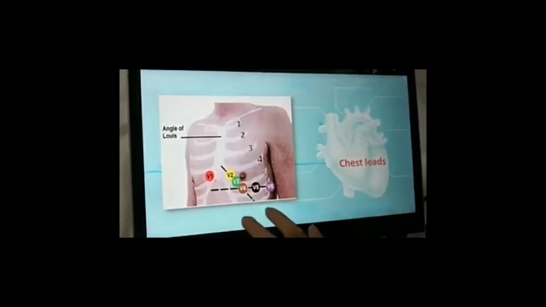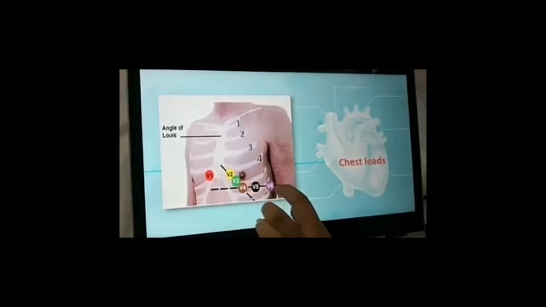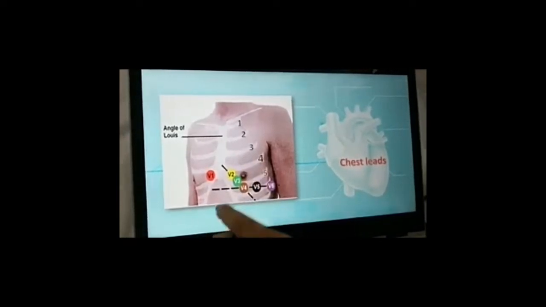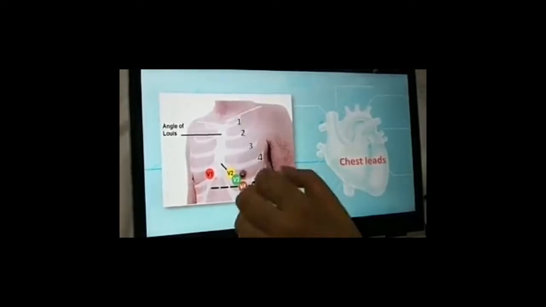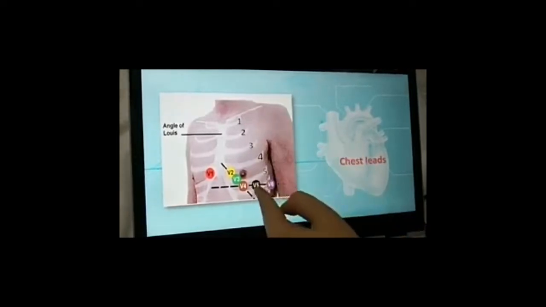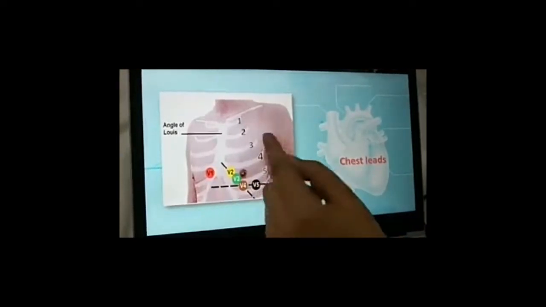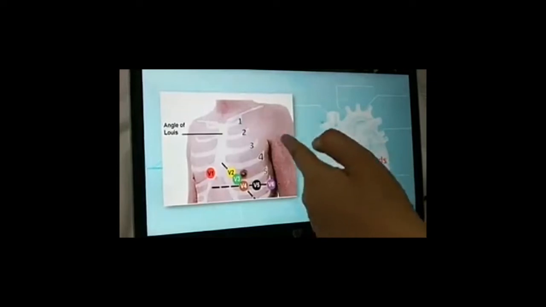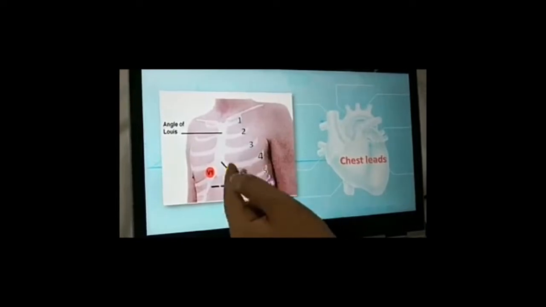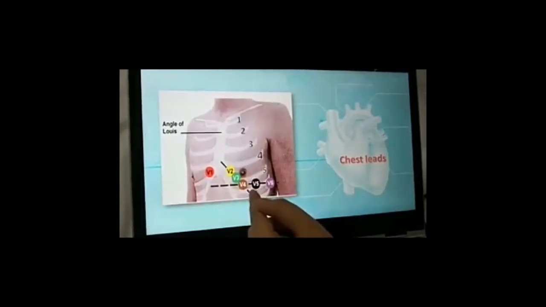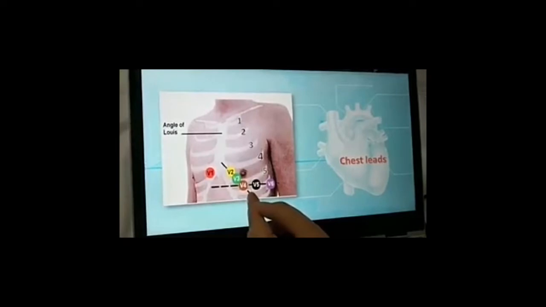Okay, خلينا ناخد الأعداد الزوجية. V4 and V6, both of them at the fifth intercostal space, but V4 هيكون at the left mid-clavicular line, وال V6 هيكون left mid-axillary line. ال V3 هيكون between V2 and V4 on the left side of the chest.